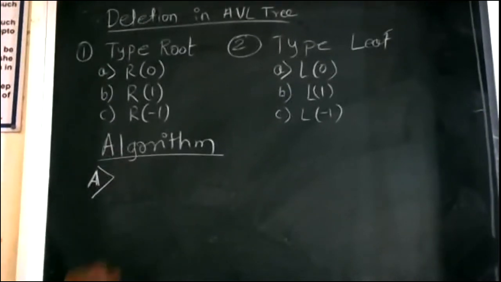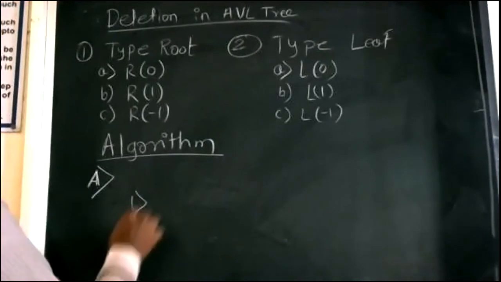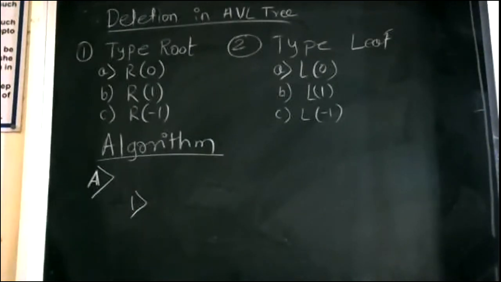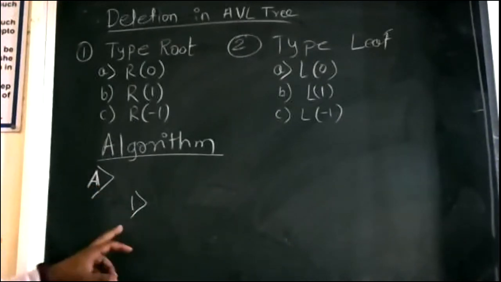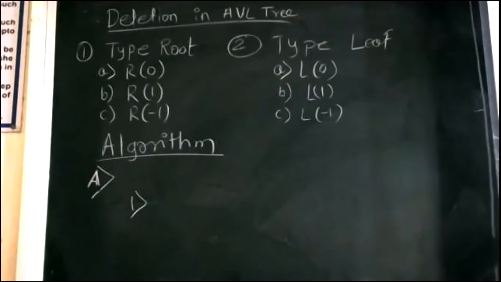So first case is no child. Second is one child. And third case is both children available. Under this A, three cases are there: 1, 2, 3. One is no child, another one is one child, third one is both children available.